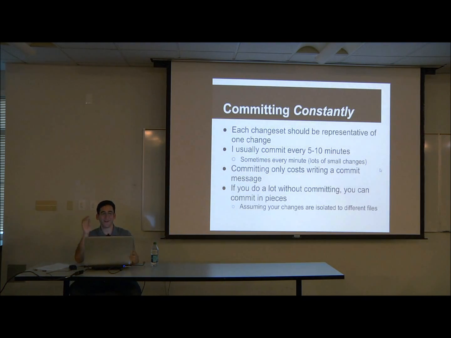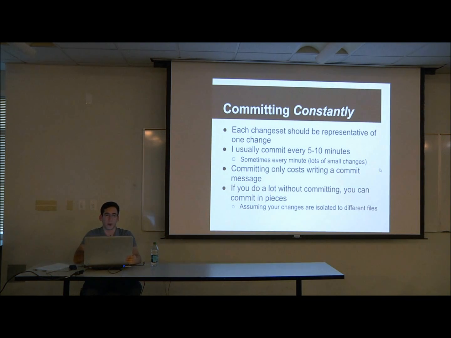Yeah. So when I say constantly, I really mean constantly. Each change set should be representative of one change. The smallest unit of change you can think of, that's what a change set should be. I tend to commit every 5 or 10 minutes, sometimes every minute, sometimes even less. I'll commit a bunch of things one after another when they're really small changes, because the only cost of committing is writing the commit message.